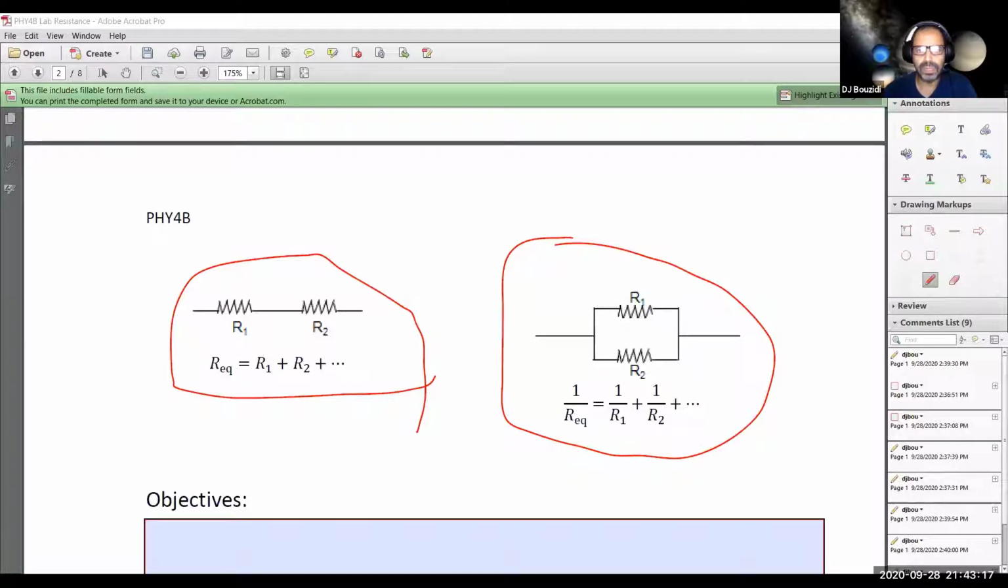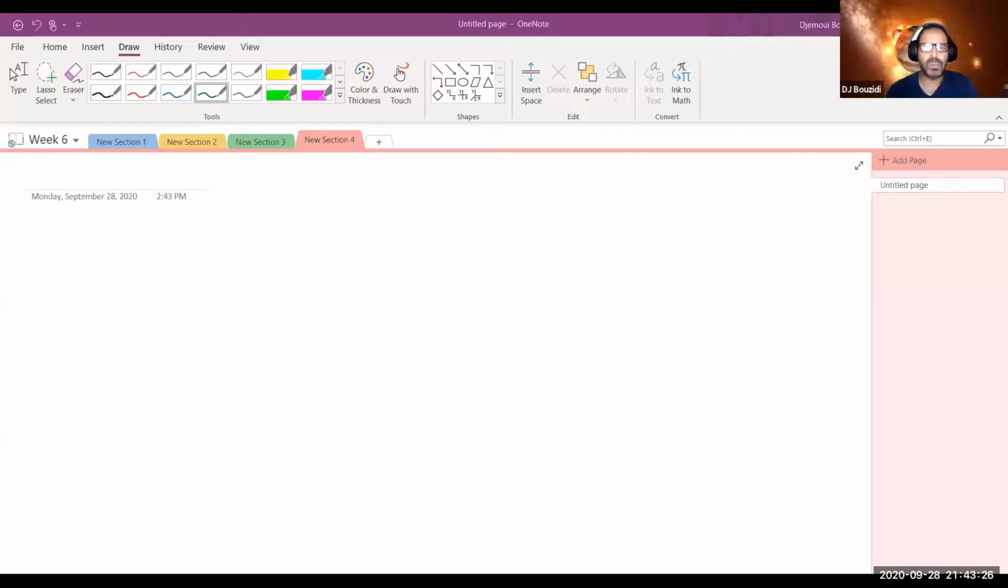Let me stop sharing that screen and open a new tab in my notes to show this expression. So this is in a sense part of chapter 26, which is going to be on Wednesday. We're probably going to skip this discussion on Wednesday because we're going to do it today, and it's needed for the lab.